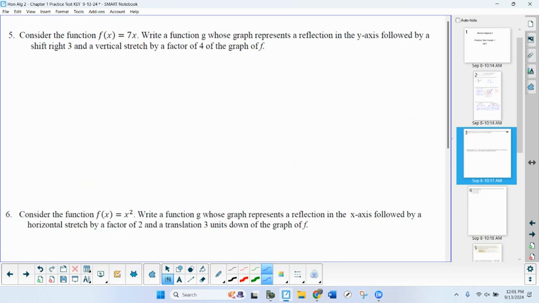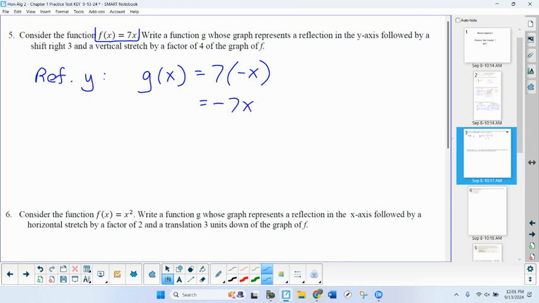Okay, Mitch. Consider this equation and first do a reflection in y. What do you do when you reflect in y, Mitch? So you have 7 and then x becomes what? Guys, simplify each step before you go on to the next transformation. So what does that simplify to, Mitch? Negative 7x.